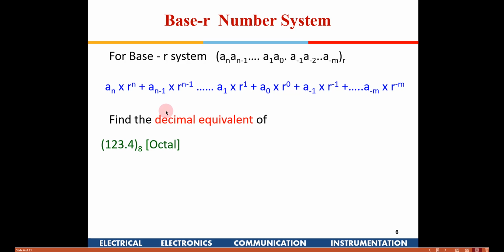So now let's take some examples and try to understand, starting with the octal number 123.48.